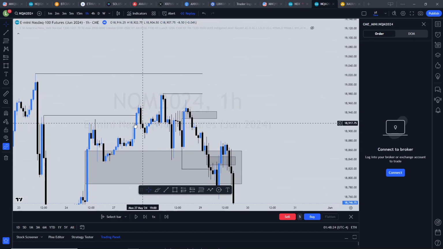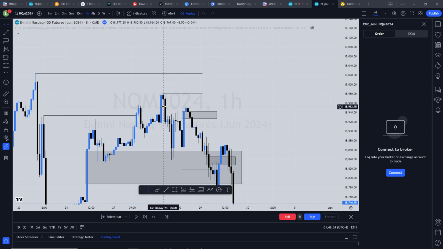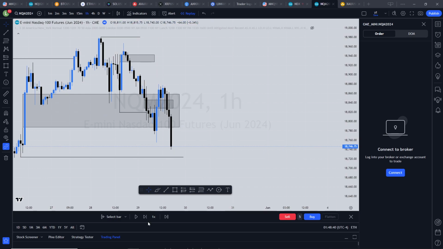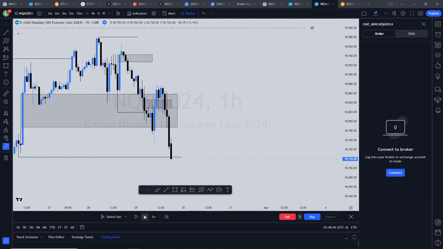Again, I use fair value gaps because you can see back when we were here, we inversed this fair value gap and started to go down, but then we retraced to this fair value gap and it disrespected it, continued up and took out this internal. So you have to pay very close attention to what's going on, right?